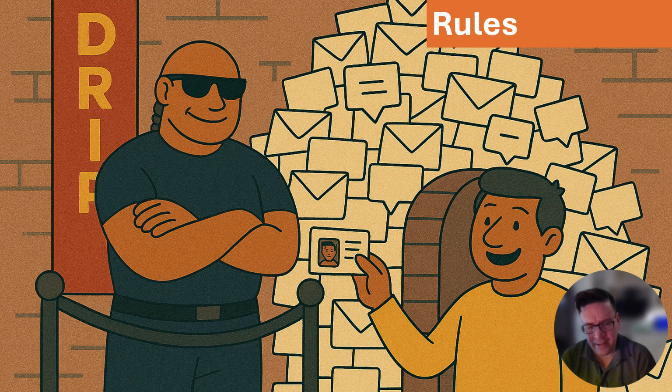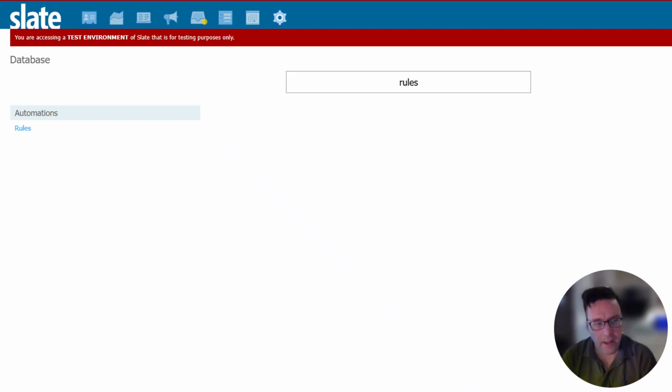You can look at this like the bouncer at the drip campaign club, determining who gets in, and once they get in, who needs to leave when, and who can't get into this population in order to receive these messages. And this is where you're going to write a basic query. So go to database, find rules, click on rules.